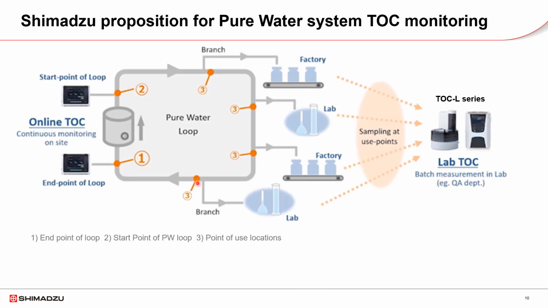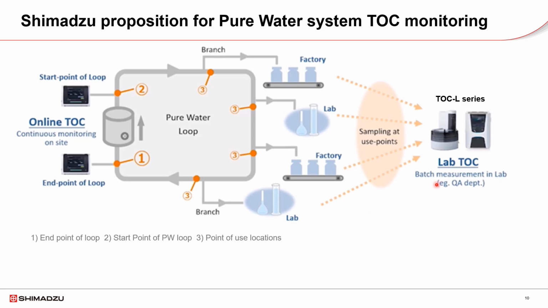This slide shows Shimadzu's proposition for TOC monitoring of a pure water system. Online TOC analyzers could preferably be employed at the start point and end point of the pure water loop. At other point-of-use locations, sampling could be done at periodic intervals, followed by analysis with laboratory TOC analyzers at a central lab. This way, cost-efficient and effective TOC monitoring of a pure water system could be done.